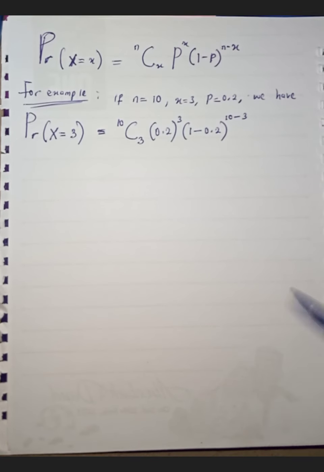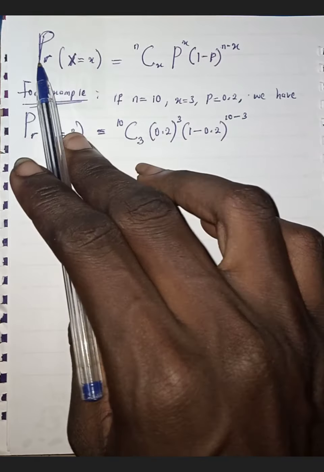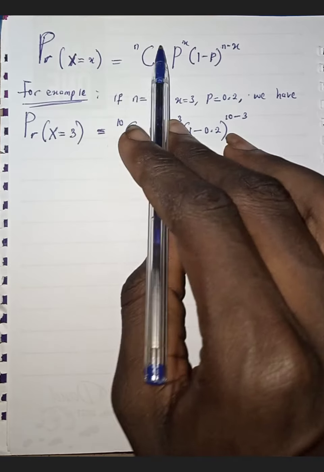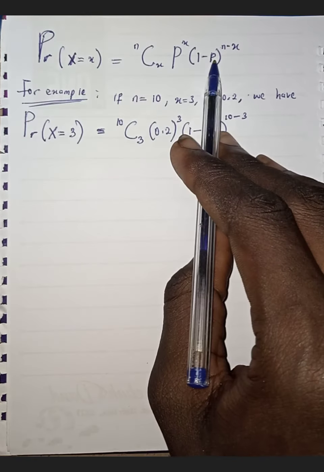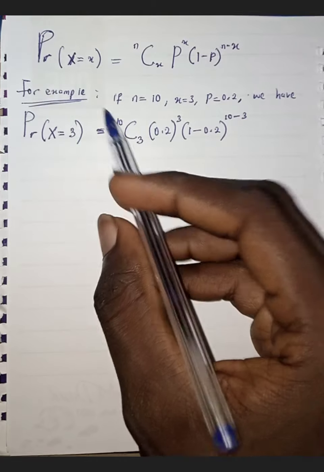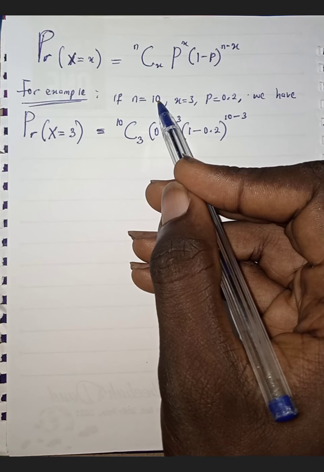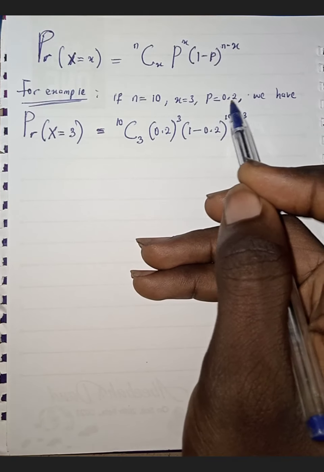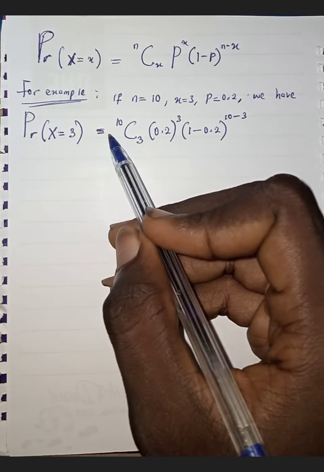Hello guys, based on this binomial distribution formula, whereby we have probability of X equals x, n combination x, p raised to the power of x, (1 minus p) raised to the power of n minus x. Let's assume that n is given as 10 from a question, and you have your raw score to be 3 and the probability to be 0.2. I'm going to be showing you how to make use of a calculator to solve a binomial question.